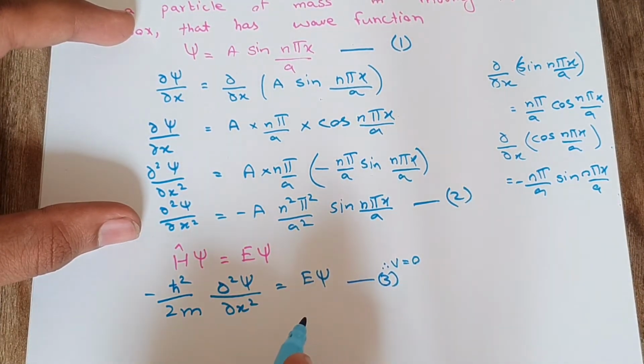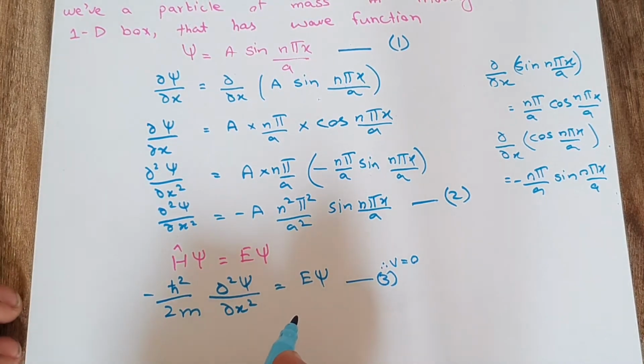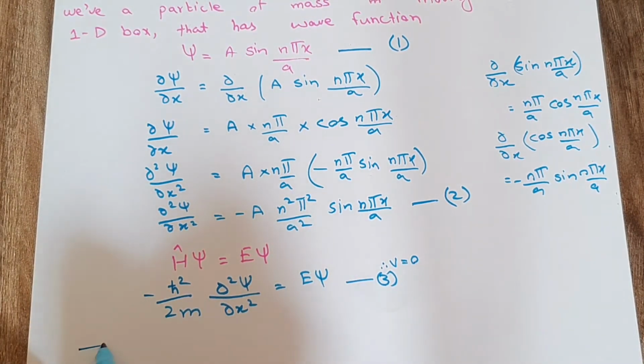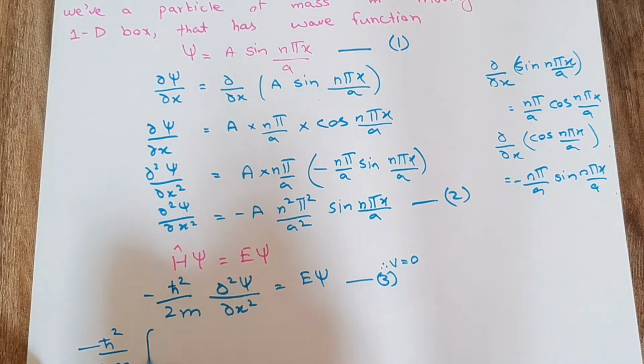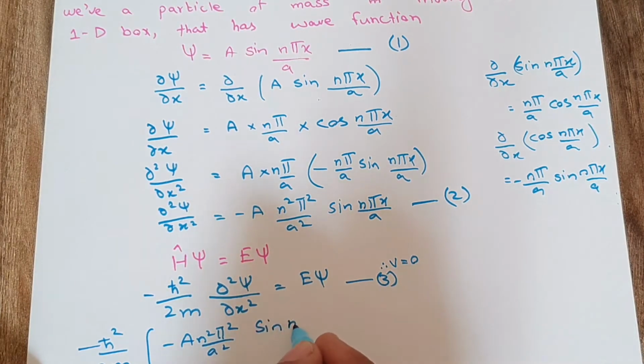So this is my equation number 3. On putting the value, what answer comes out to be is, as you can see, that I have minus h cut square over 2m. I have the second derivative of psi with respect to x, that has a value of this: minus a n square pi square over a square sine n pi x over a.